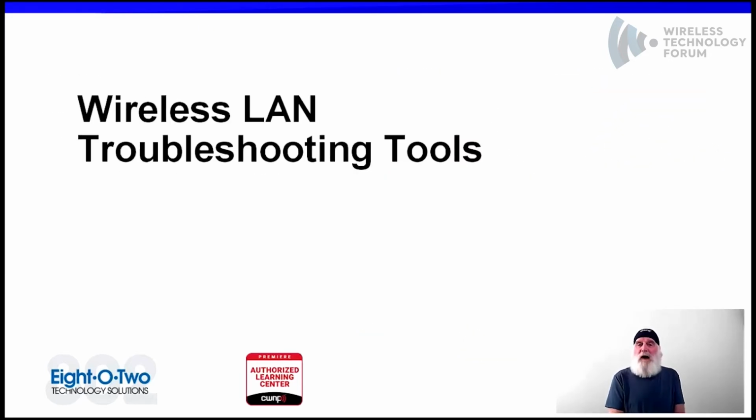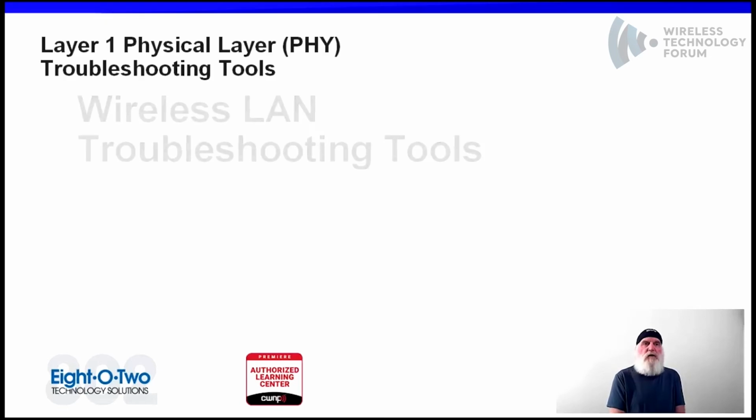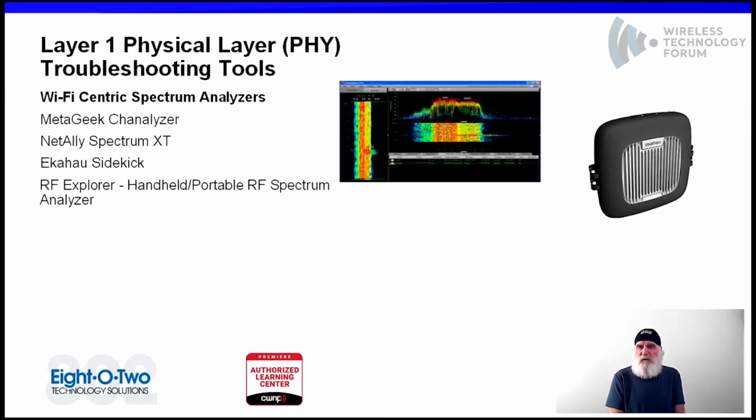Now let's take a look at some wireless LAN troubleshooting tools, some good tools to think about for both layer 1 and layer 2, the physical and the data link layer. We're going to start with layer 1, physical layer, also known as the PHY, as we discussed. And we're going to look at Wi-Fi centric spectrum analyzers. I say Wi-Fi centric because they're pretty much designed and geared to work with 802.11 wireless LAN technology.